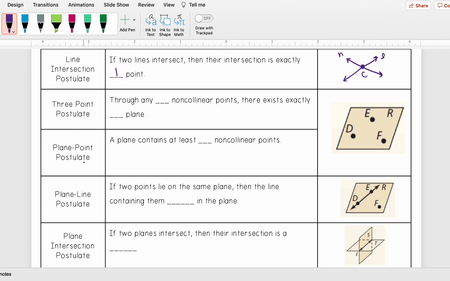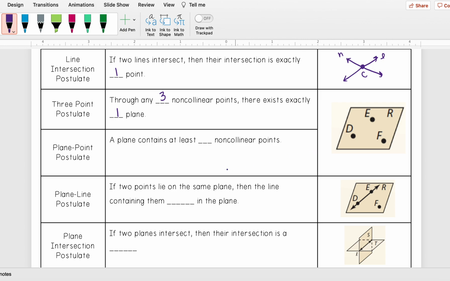And then the 3-point postulate and the plane point postulate work together again. They kind of go in reverse of each other. And so the 3-point postulate tells us that through any 3 non-collinear points, so points that are not on the same line, there exists exactly 1 plane. So we see that here. I have points D, E, and F. Through those 3 points D, E, and F, there's exactly 1 plane R.